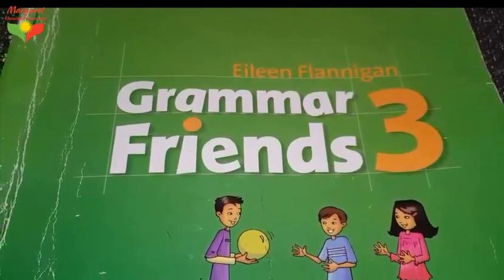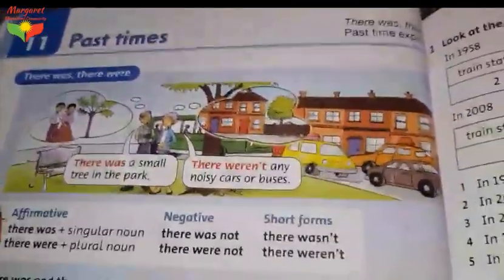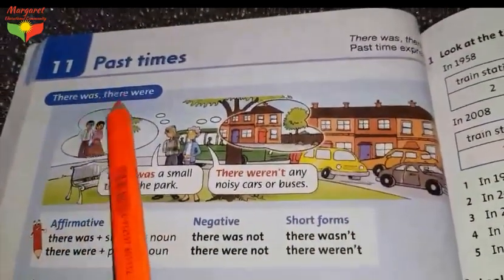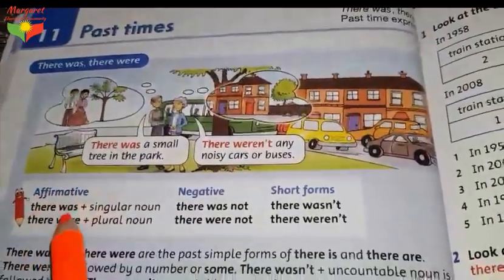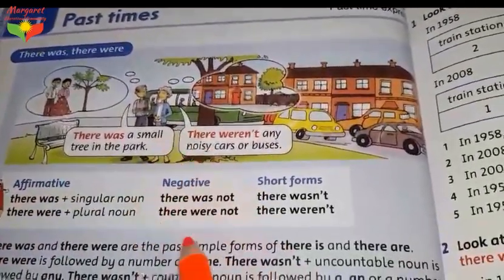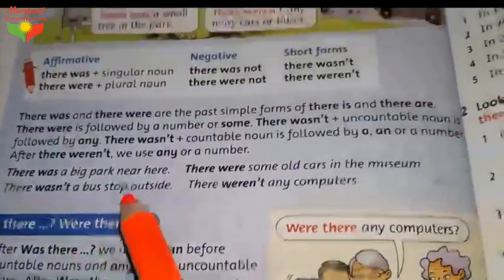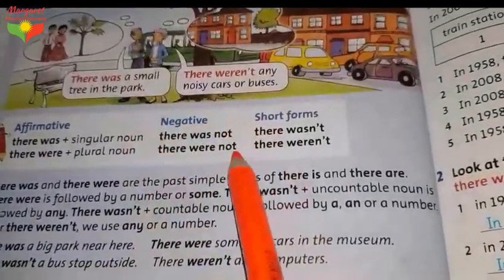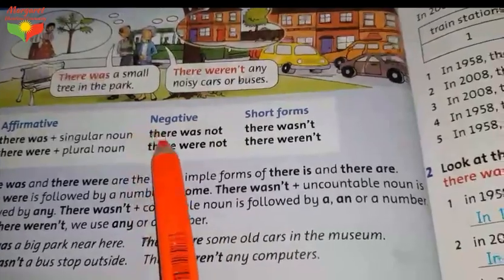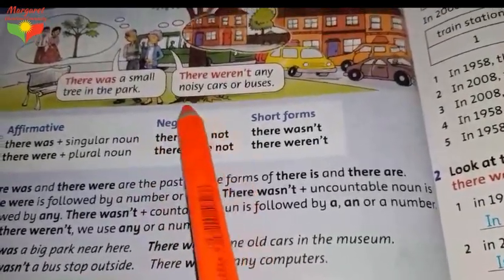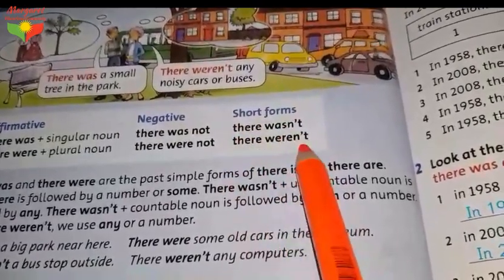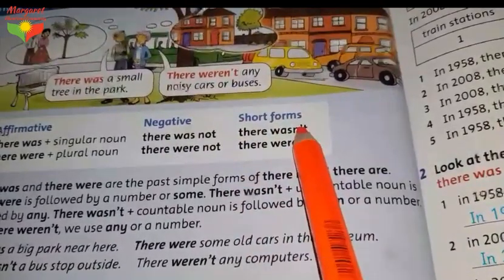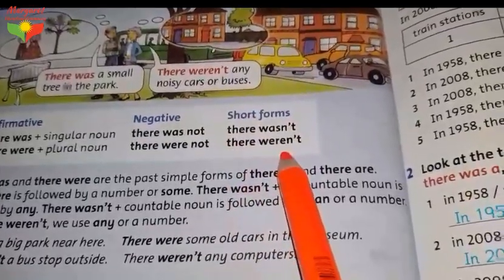Today we are going to complete our previous lesson. Previously, we talked about there was and there were, but we talked about the affirmative, which means the positive form. So today we are going to study the negative and question form. On negative, you have to bring not and put it on there was, there were. This is the long form and that will be the short form: there wasn't, there weren't. There wasn't is with singular things, there weren't with plural things or plural nouns.